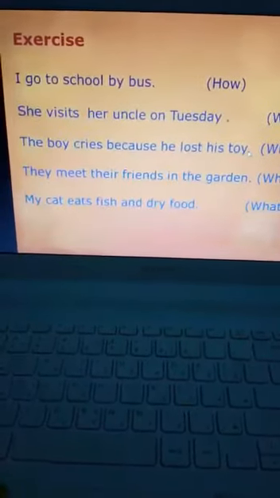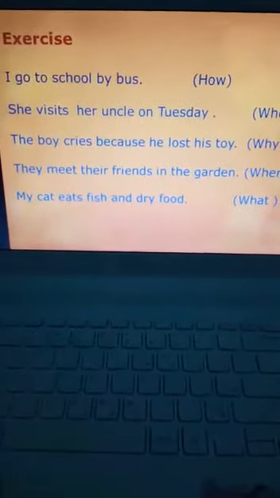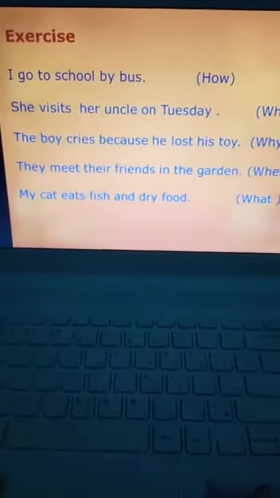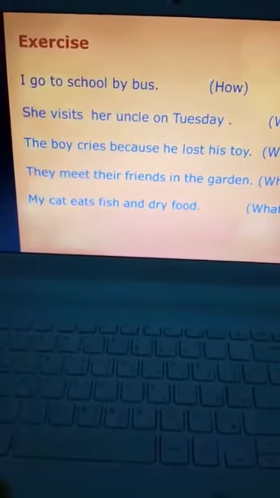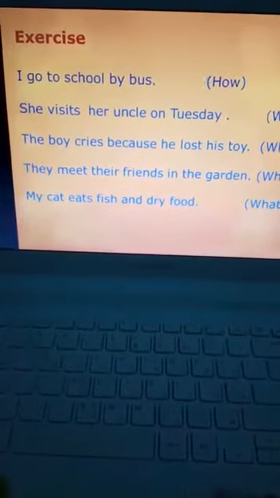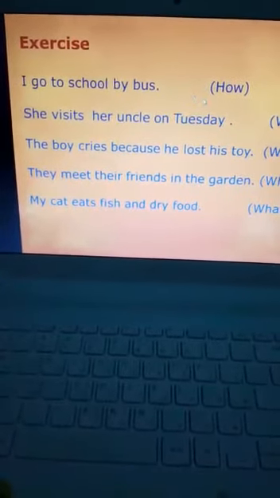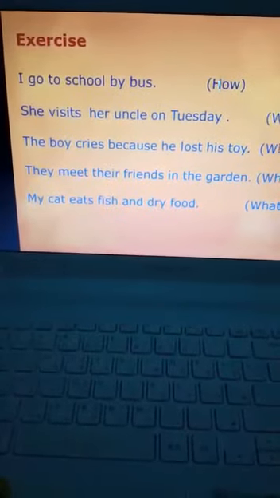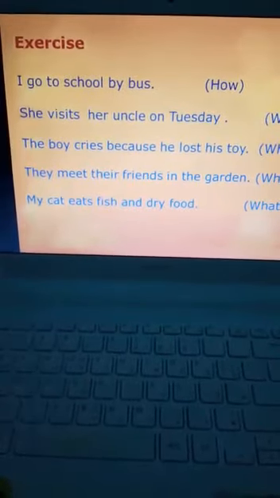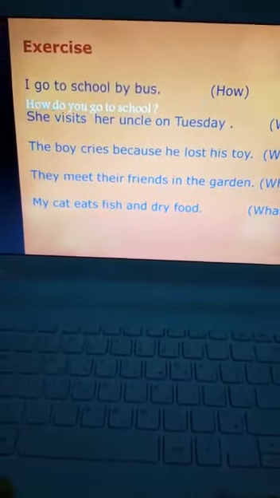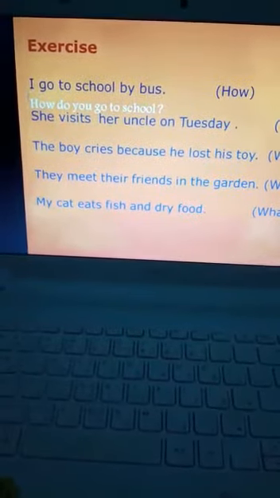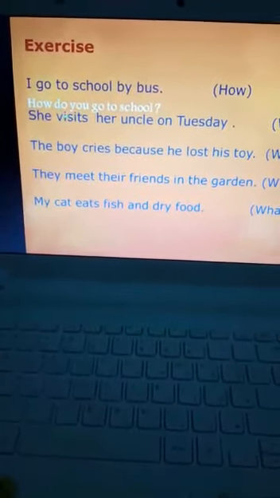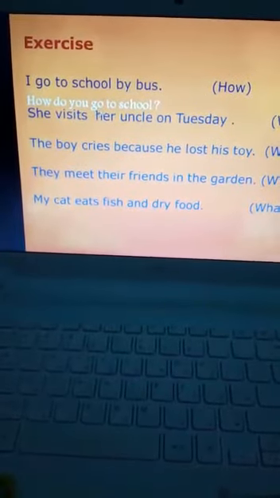Let's have an exercise. Okay, here we have many answers, and you are going to form the question using the words between brackets. Number 1, I go to school by bus. Form a question using the WH word how. Okay, depending on the rule, we have to put the WH, do or does, subject, verb infinitive. Okay, here the answer. How do you go to school? How, the WH, do or does, subject, and the verb here infinitive.